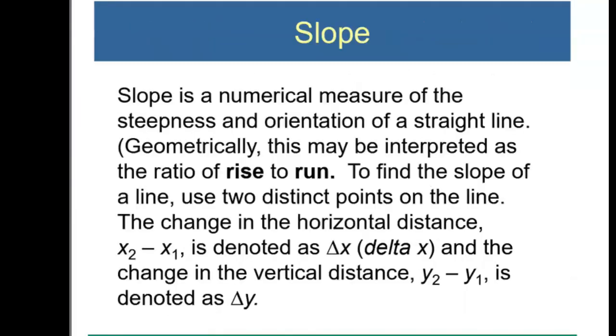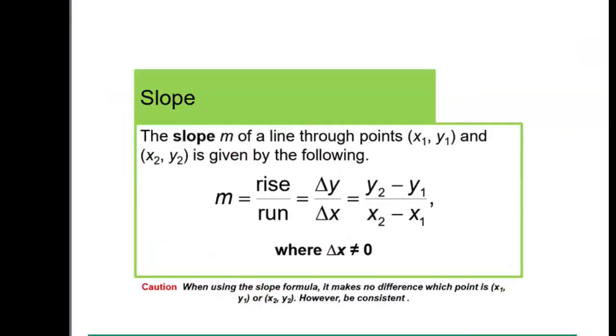Okay, now let's switch gears a little bit and talk about slope. Slope measures the steepness of a line and its orientation. So where is it in the rectangular coordinate system? We interpret that as rise over run. The horizontal distance is x2 minus x1, denoted as delta x. And the vertical distance y2 minus y1 is denoted as delta y. So written all together in symbols, the slope is defined by m. Okay, we use m to denote slope.